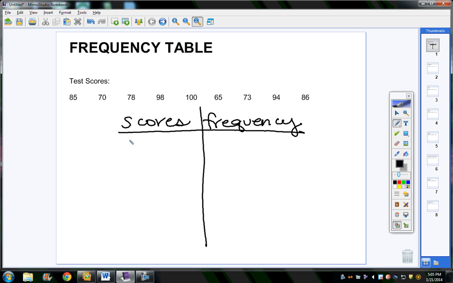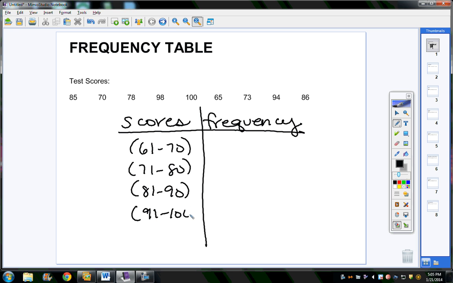So I'm going to start with 1 and go to 10. Then I'm going to do 11 to 20, 21 to 30. Notice that my intervals don't overlap and that I'm including all the numbers here. 31 to 40. Actually, I don't even need to include all these. Let's see, the lowest number here is what? 65. So let's do 61 to 70, 71 to 80, 81 to 90, and then 91 to 100.